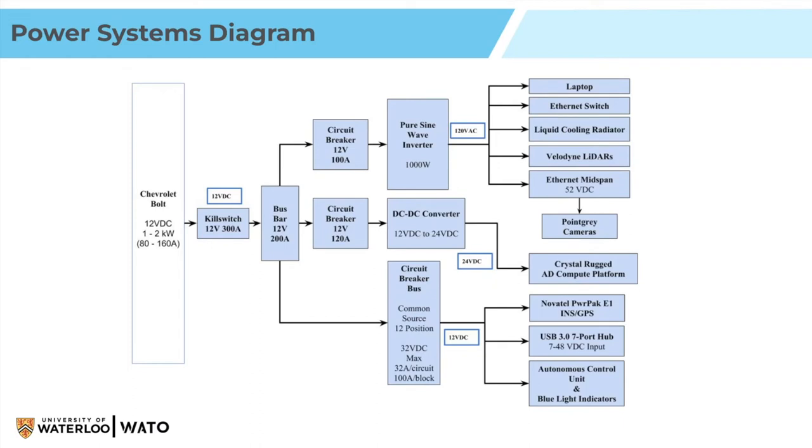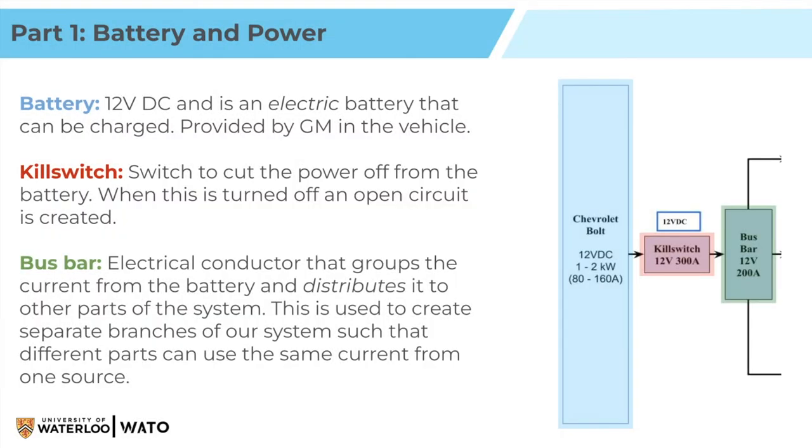Here is a very high level diagram that we have for our power systems. This looks quite intimidating, but let's break down each part so that it's more digestible. The first part that we'll talk about is battery and power. Our power source is the 12-volt DC battery provided by GM. This is an electric battery that can be charged between each session that we do, and this is the main source of power of the entire system.